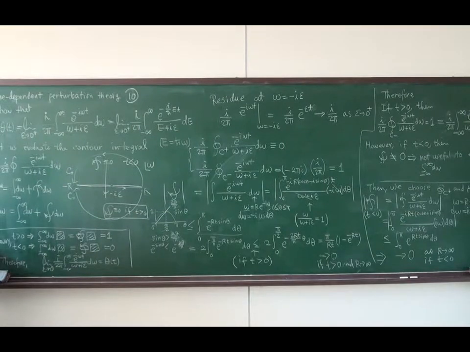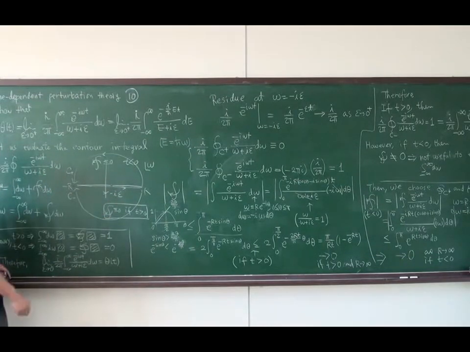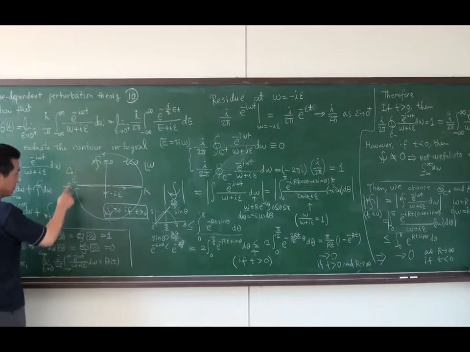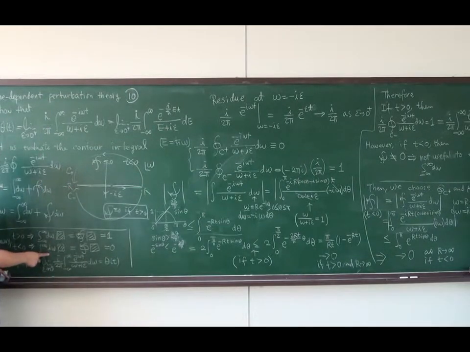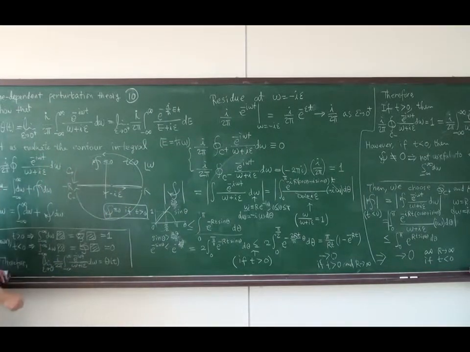So in summary, if t is positive, then the integral along the real axis is the same as the integral on the lower half plane, and that is 1. And if t is negative, the integral from minus infinity to plus infinity is the same as the contour integral closing the contour on the upper half plane, and that is 0. So as a result, the theta function can be written like that. So let us prove that.